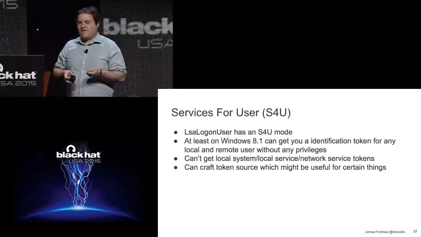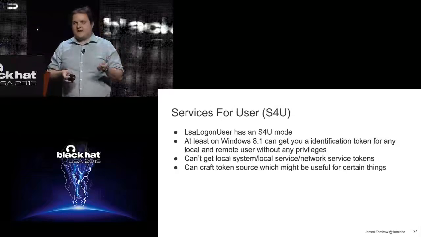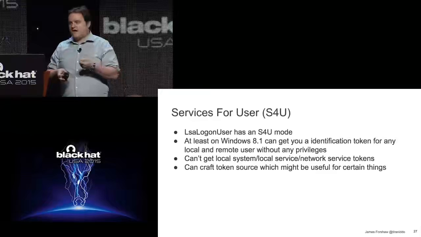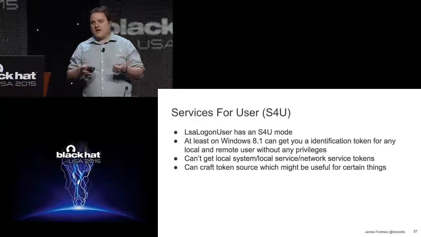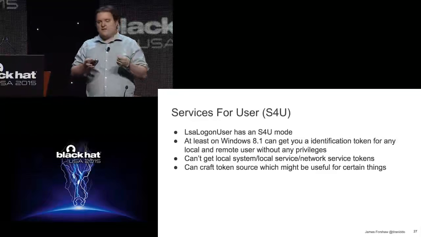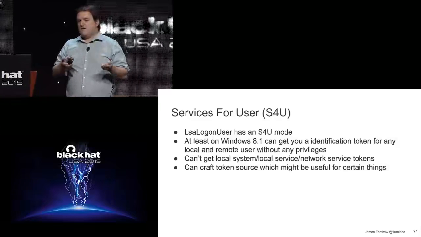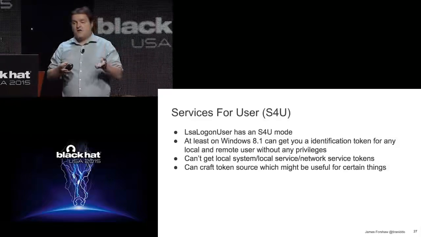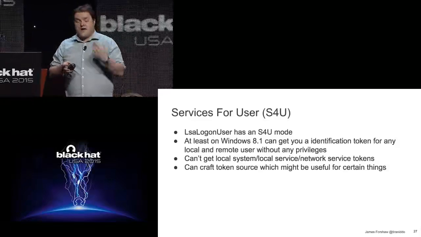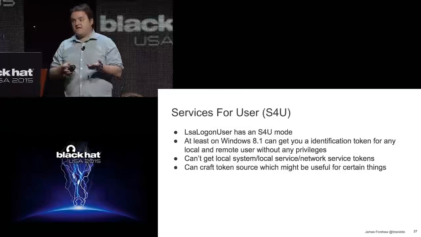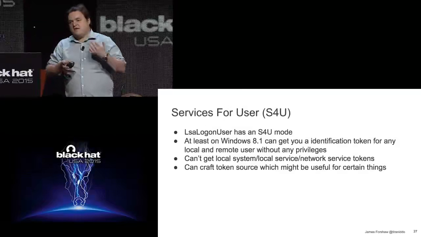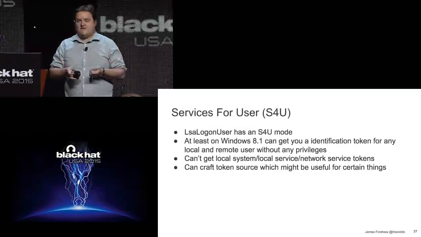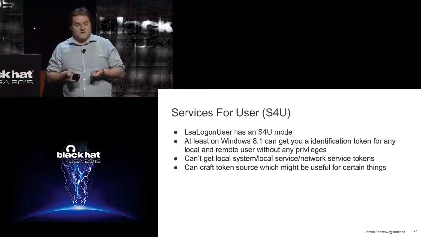And finally, my favorite one, just because it seems so ridiculous, is a system called Services for User. This is kind of for Kerberos support. It basically allows you to create services under certain user accounts. And it turns out, at least on Windows 8.1, you can call a function to create this, specify any local or even domain user, and it will hand you back an identification token of that user. That's kind of useful. Of course, you can't get a full impersonation token, but an identification token could be sufficient.